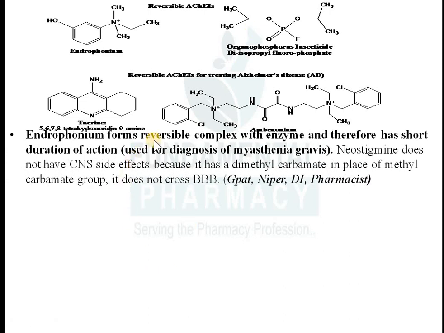Now edrophonium forms a reversible complex with the enzyme. As I just said, edrophonium will form a reversible complex with the acetylcholinesterase enzyme, and that's why it has a short duration of action and is used for the diagnosis of myasthenia gravis.